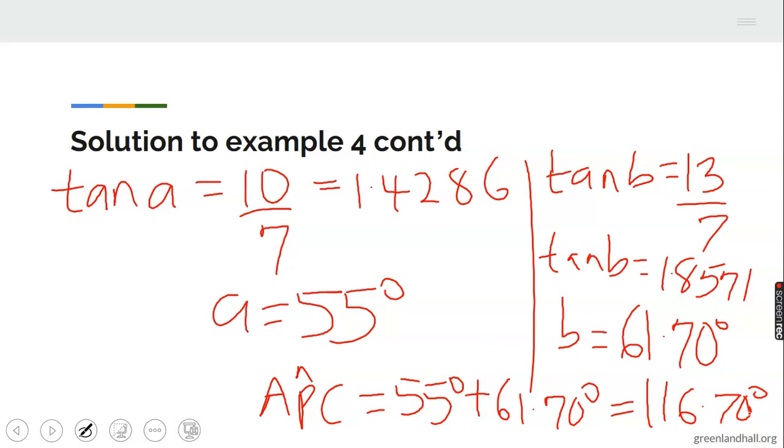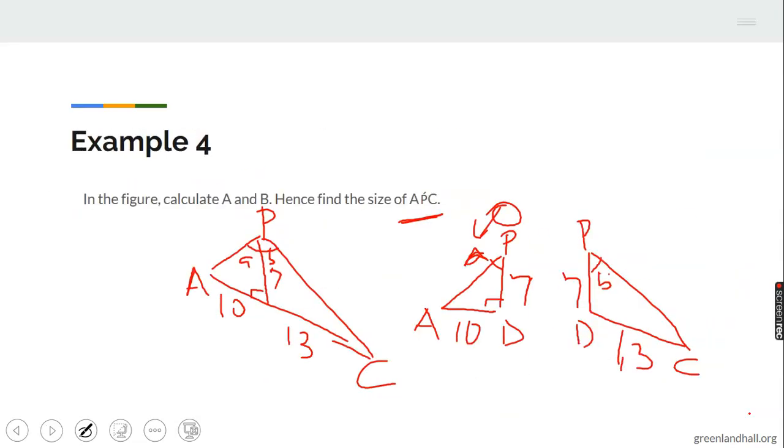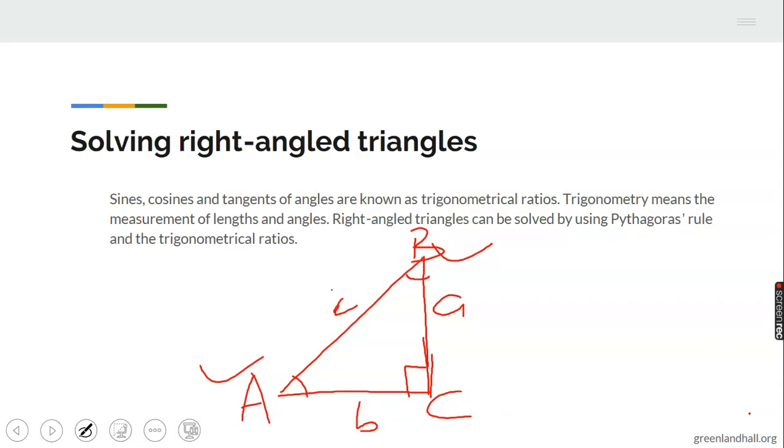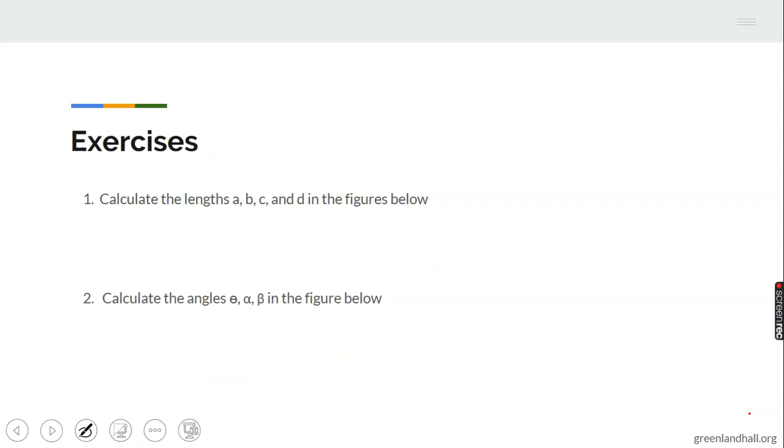So, in conclusion, in the course of this lesson, we've dealt with how to use tables to find the values of angles, both for cosine, sine, and even for tangent, the same thing is applicable. We also looked into practical problems on trigonometry, and we discussed the last part on solving right angle triangles using Pythagoras rule and the trigonometrical ratios. So we've come to the end of today's class.